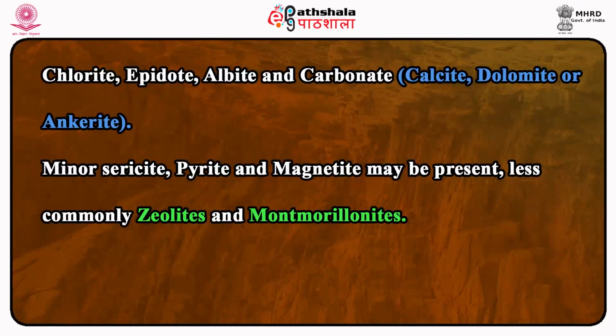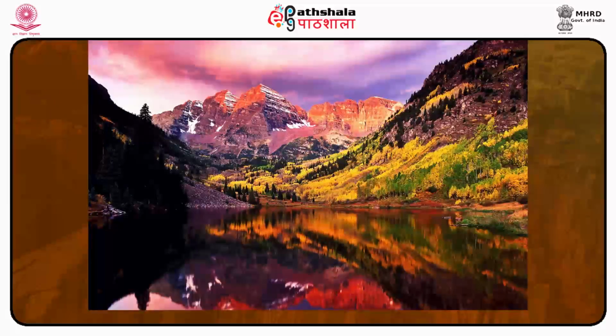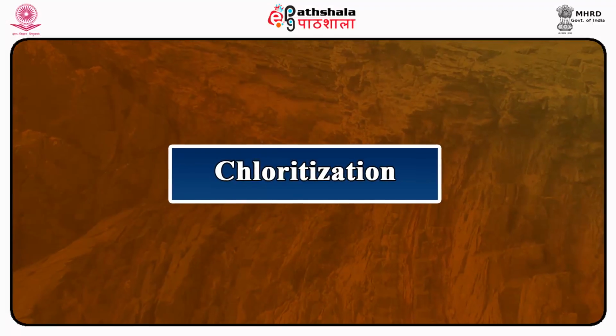This is a complex alteration generally characterized by chlorite, epidote, albite and carbonate. Carbonate includes calcite, dolomite or ankerite. Minor sericite, pyrite and magnetite may be present. Less commonly, zeolites and montmorillonites. The propylitic alteration zone is often very wide and therefore, when present, is a useful guide in mineral exploration. For example, at Telluride, Colorado in America, narrow sericite zones along the veins are succeeded outwards by a wide zone of propylitization.